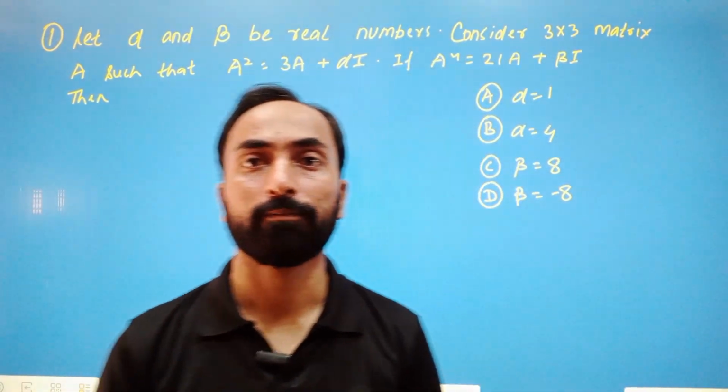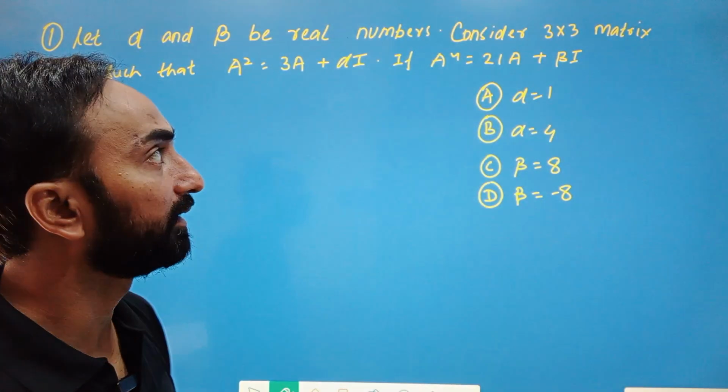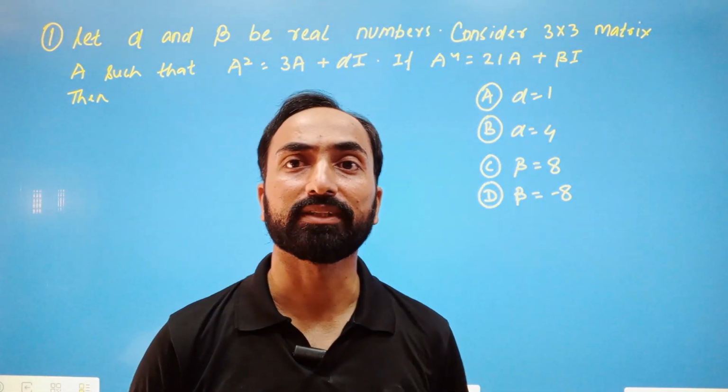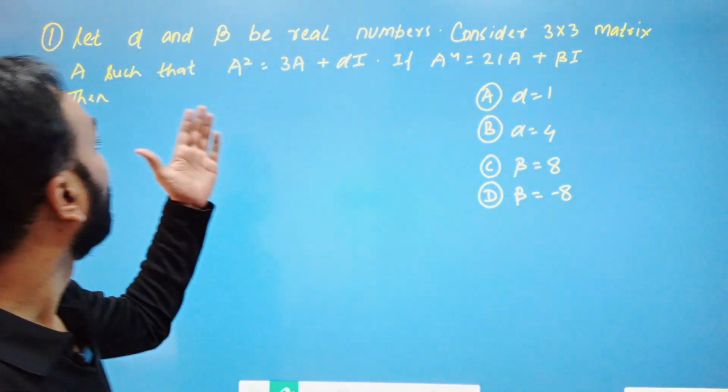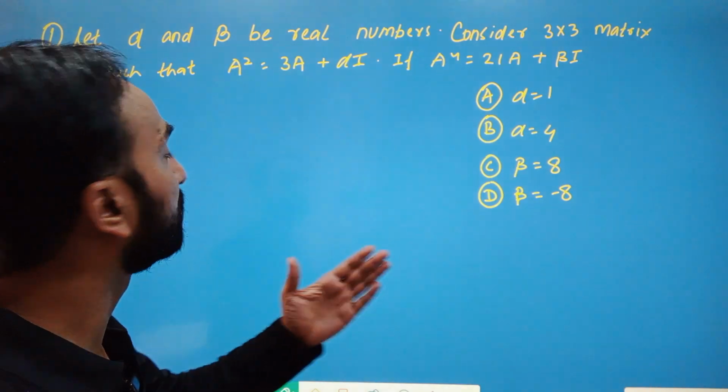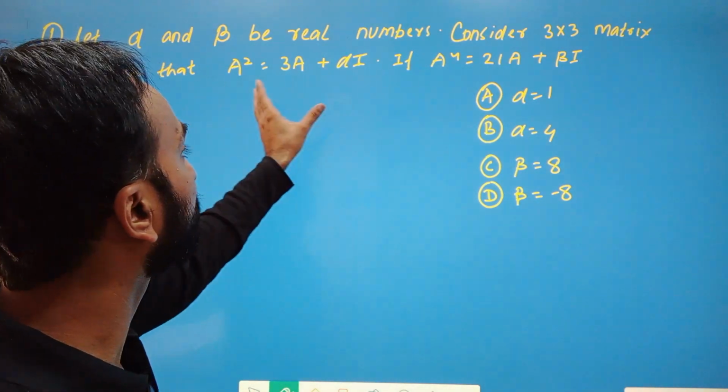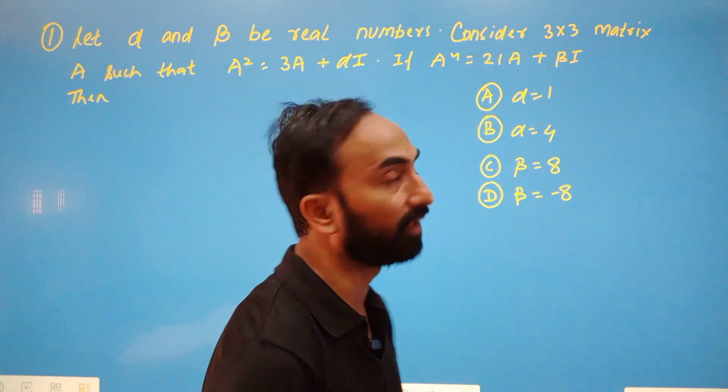Hello everyone. So today we have a question of matrix, right? The first question says: let alpha and beta be real numbers. Consider a 3 cross 3 matrix A such that A square is equal to 3A plus alpha I, right?